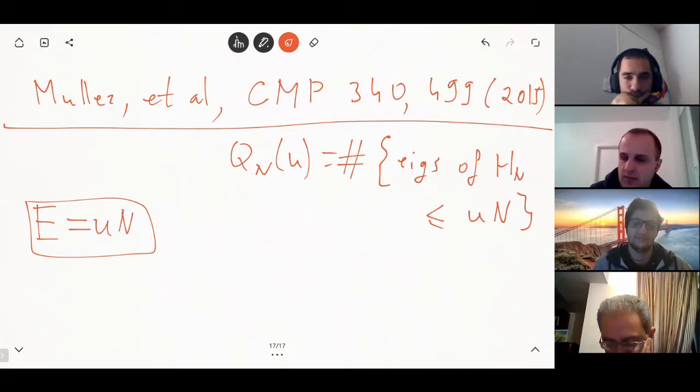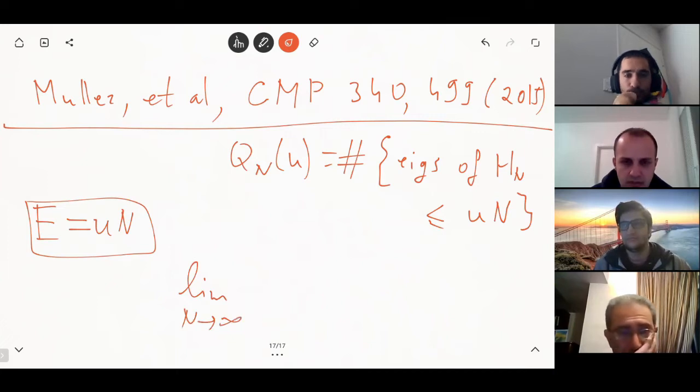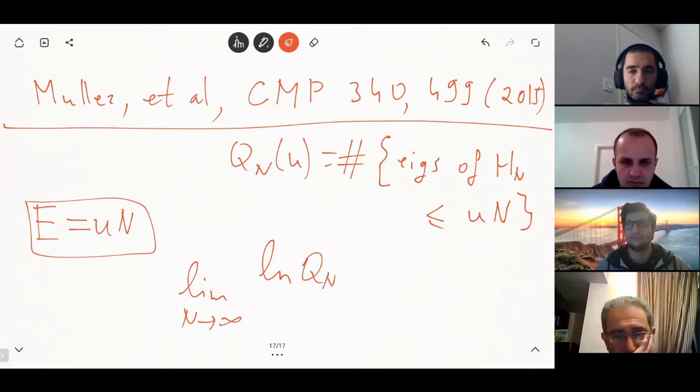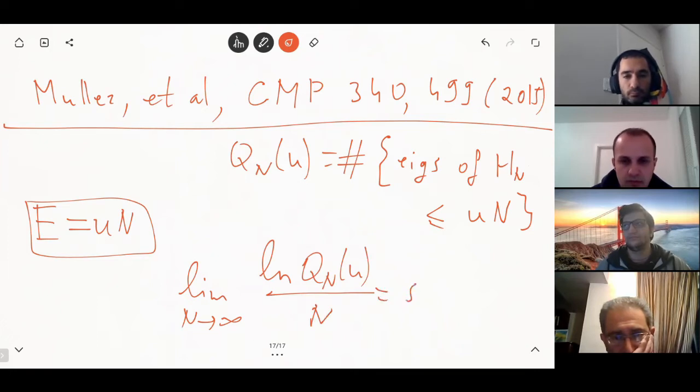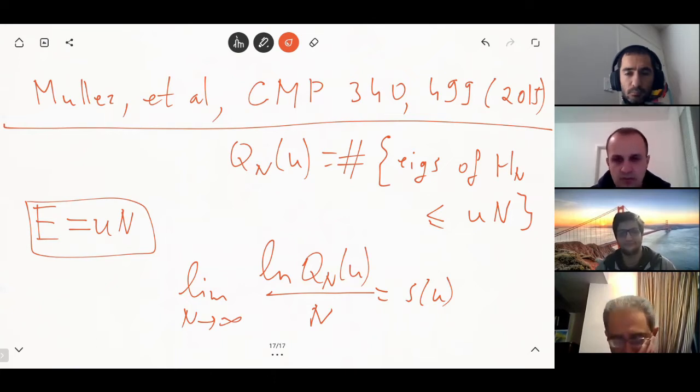Now, what has been proven in this work is the following. Basically, it's this limit of the log of Qn(U) over n is equal to S(U). Now, let's come back to S(U), right? So, okay, all quantities here are clear, right? So we take this quantity, which is basically the amount of energy levels up to a certain energy. We take its logarithm. We look at its density, and then the claim is that this object is equal to the entropy density here.